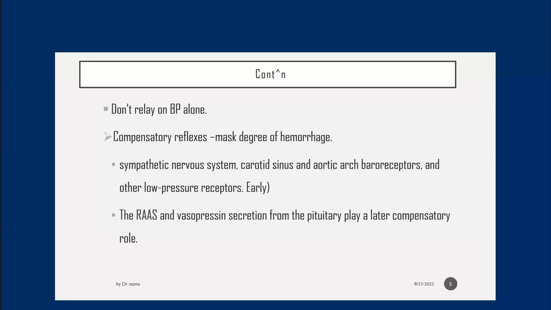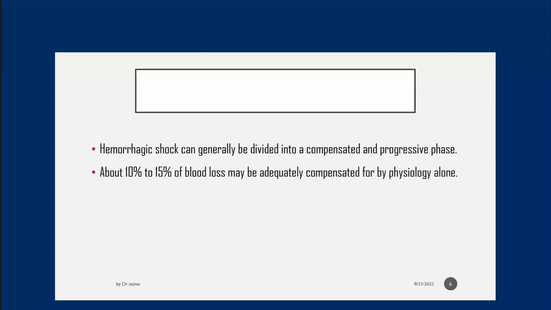The reason why we shouldn't rely on blood pressure alone is, for one thing, the compensatory reflex that is going to mask the degree of hemorrhage. Whenever a patient loses blood, there is a compensatory reflex from the baroreceptors in the carotid sinus and aortic arch. That sends a low-pressure signal and leads to sympathetic nervous system activation, which leads to an increase in heart rate and peripheral vascular resistance, which in turn increases stroke volume and cardiac output so as to compensate for the hemorrhage.